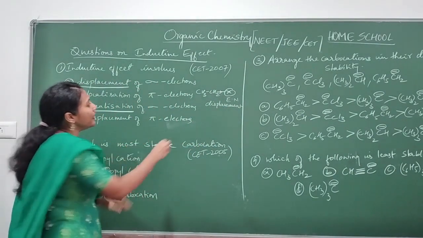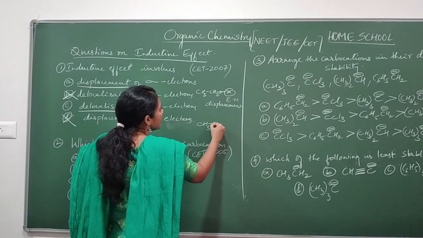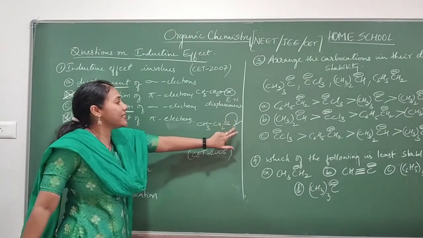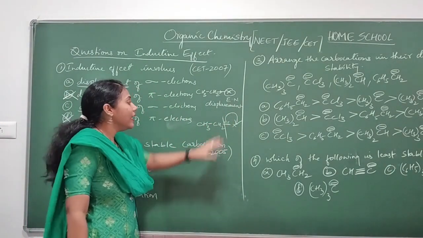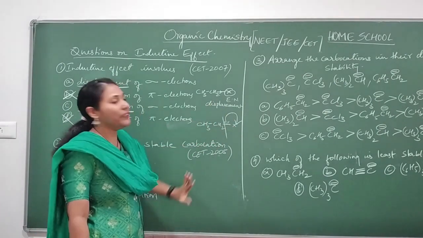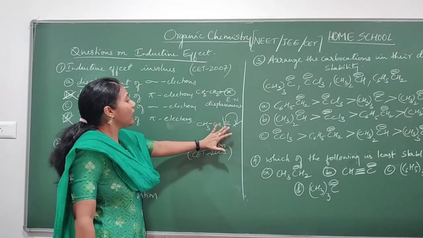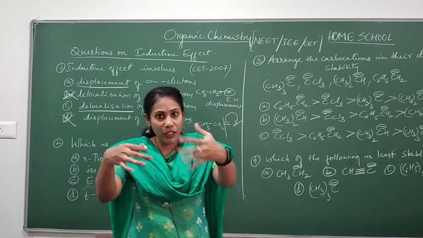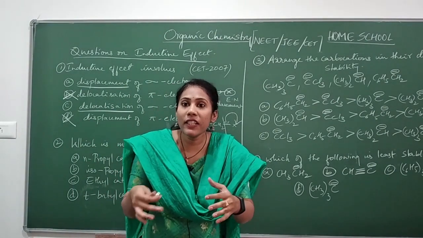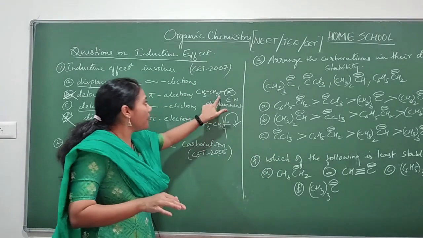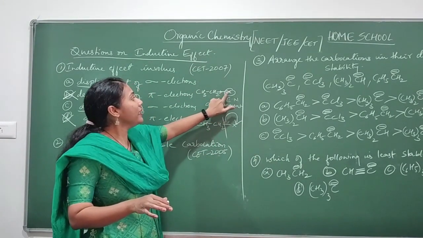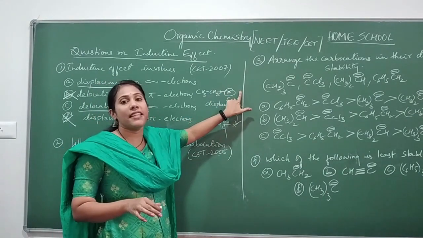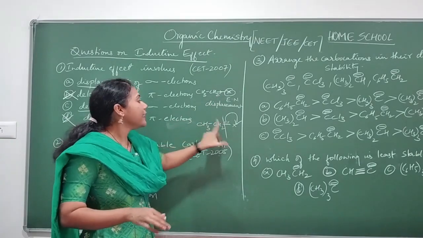And now what do you mean by delocalization? Say CH3CH2X. If these electrons are completely moving towards X, breaking this bond, then we call it delocalization. Leaving its place, it has completely moved towards one particular atom. This is what we call delocalization. But displacement means not completely moving. They are slightly attracted towards X, they are more towards X. This is displacement and this is delocalization.